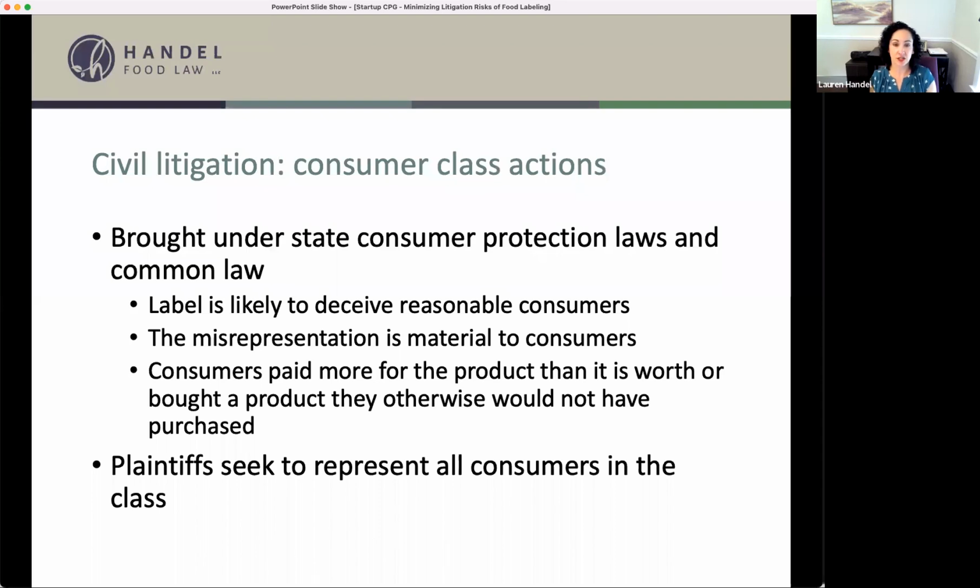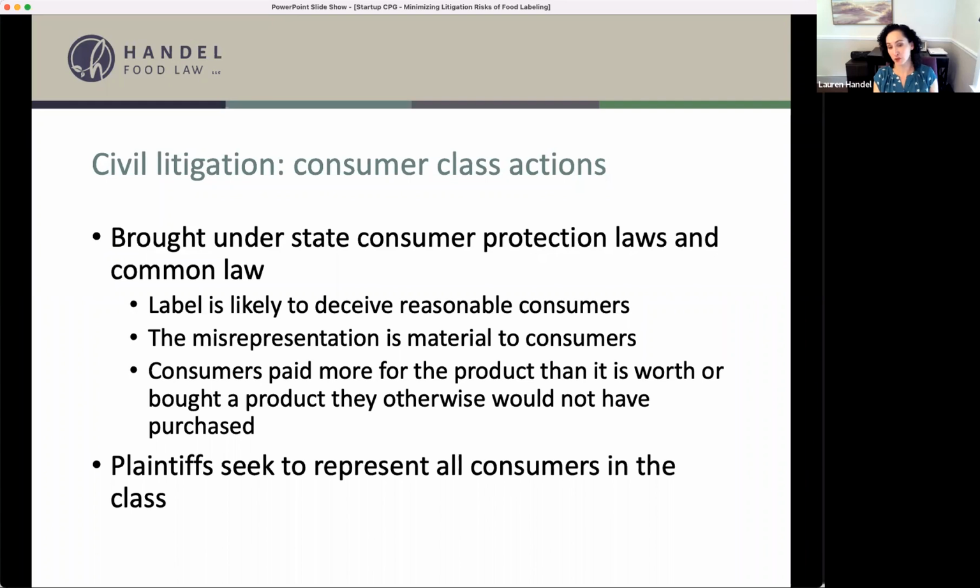So turning to litigation. Consumer class action litigation. So most of the litigation that exists around food labeling is consumer class actions. They're brought under state law, not federal law. And the basic things that the plaintiff needs to show in this kind of case is that something about the label is likely to deceive reasonable consumers. So it can't be just some crazy interpretation of a representation on a label, but rather that reasonable consumers seeing this label are likely to be deceived. That has to be a misrepresentation that actually matters to consumers, that's material to their purchasing decisions. And then also that the consumers have been harmed in some way by this.